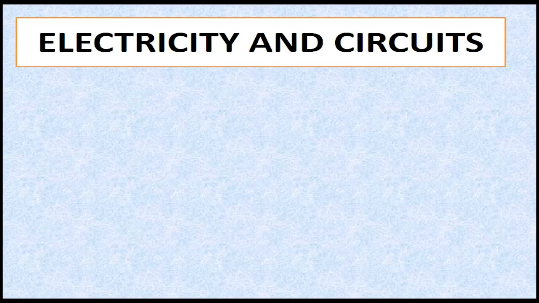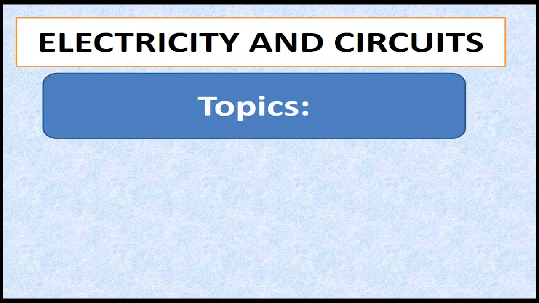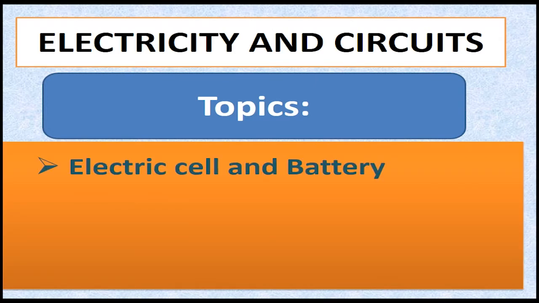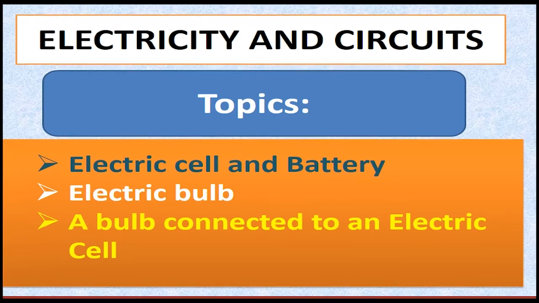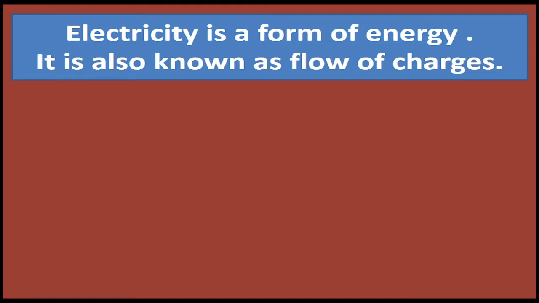In this chapter we are going to cover topics like electric cell and battery, electric bulb, and a bulb connected to an electric cell. Electricity is a form of energy. It is also known as flow of charges.